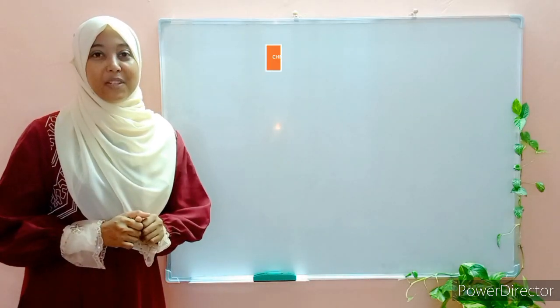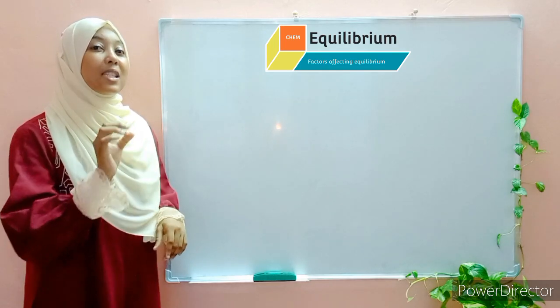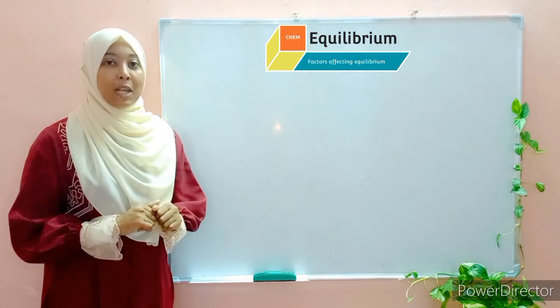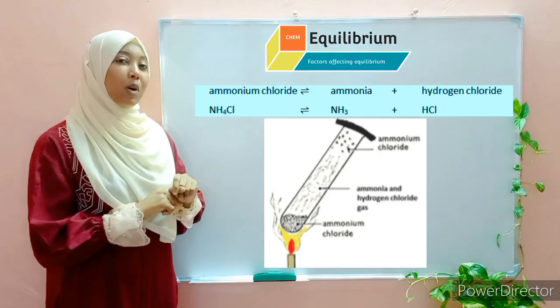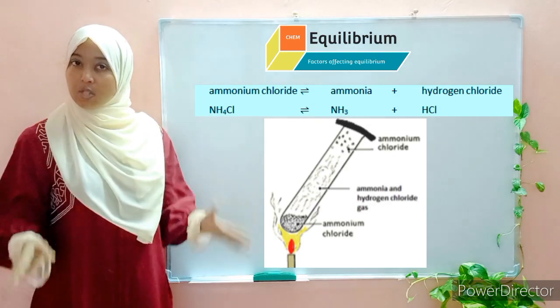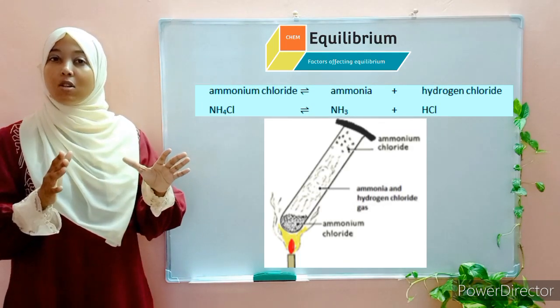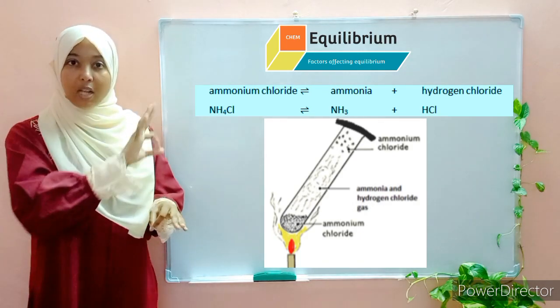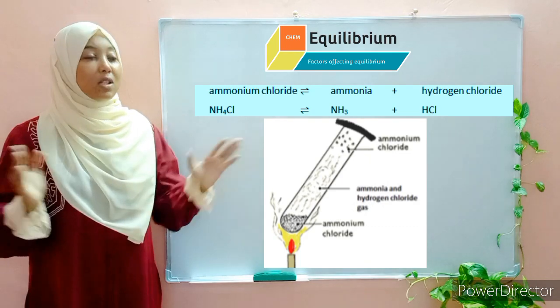Hello and welcome. In our lesson today, we are going to discuss equilibrium and the factors that affect the equilibrium. For this discussion, I'm going to use our previous example of ammonium chloride. Now if we were to have ammonium chloride in a closed container, a closed container simply refers to a container or a vessel that is tightly secured, therefore preventing the reactants or products from escaping into the surrounding.